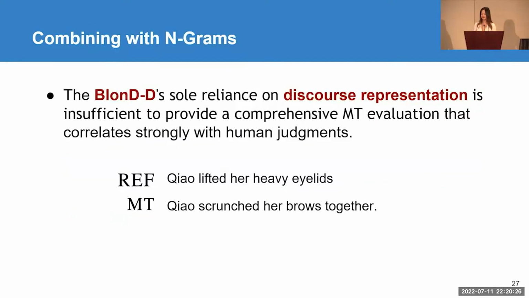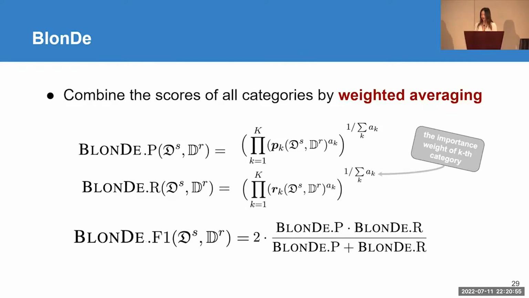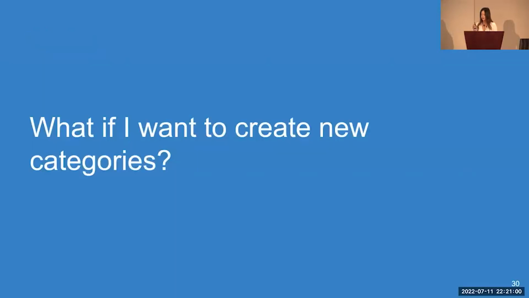However, BlonDe itself is not sufficient to provide a comprehensive MT evaluation because it does not take into account sentence level adequacy, as the example shown here. So in our final metric, BlonDe, we augment the set of categories and features to include n-grams, by treating each n-gram as a category and each span of n tokens as a feature for the corresponding n-gram category. Finally, the same weighted averaging approach is adopted to get a final BlonDe score.